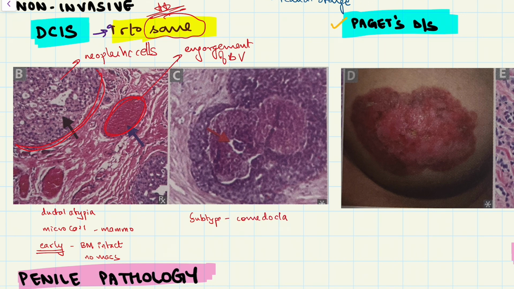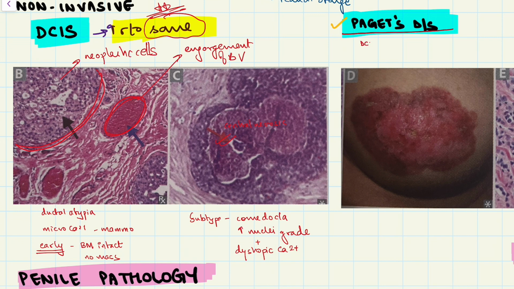Right, here the cells have high grade nuclei along with dystrophic calcification with central necrosis, as we can see in the image, areas of necrosis. Next is Paget's disease of the breast.